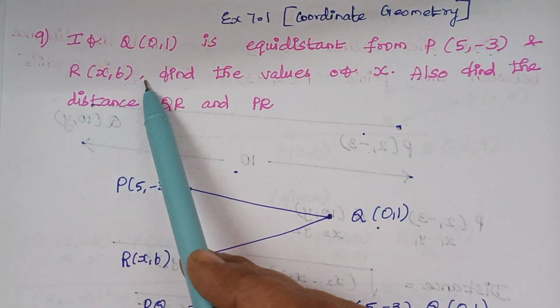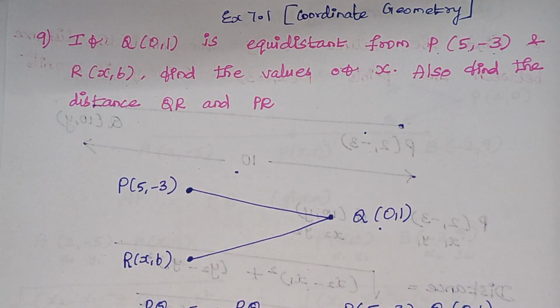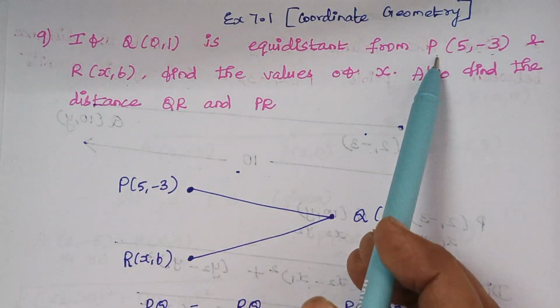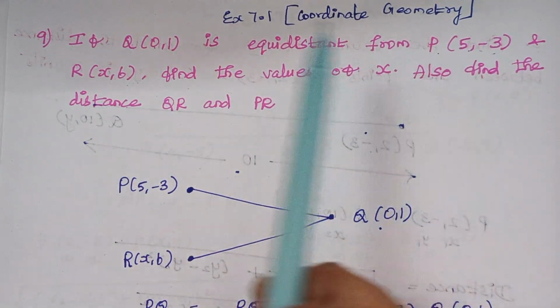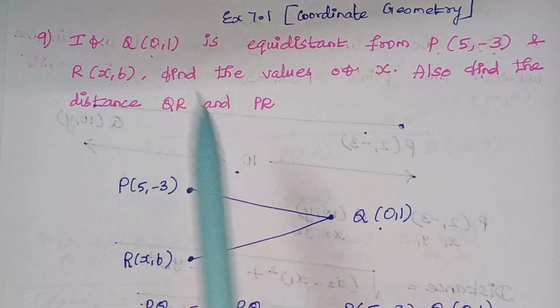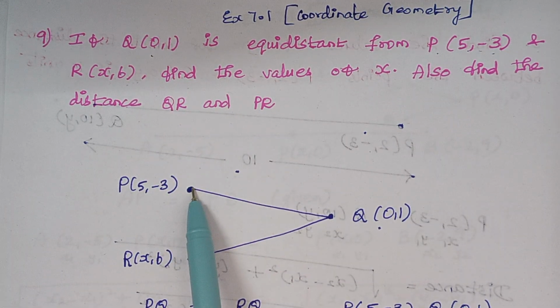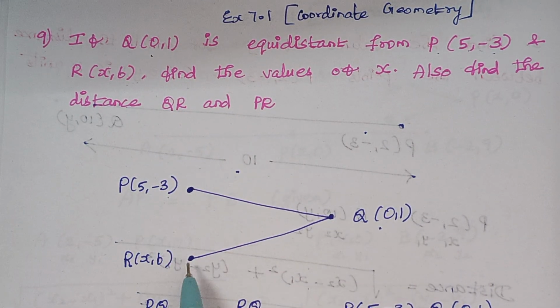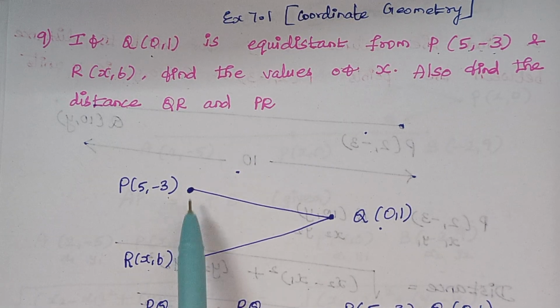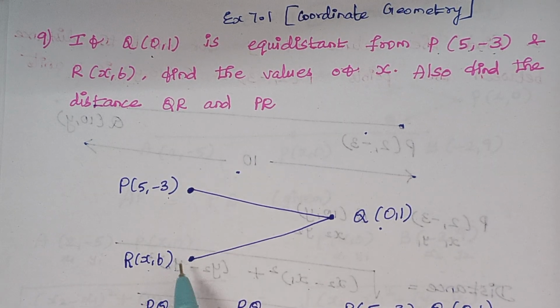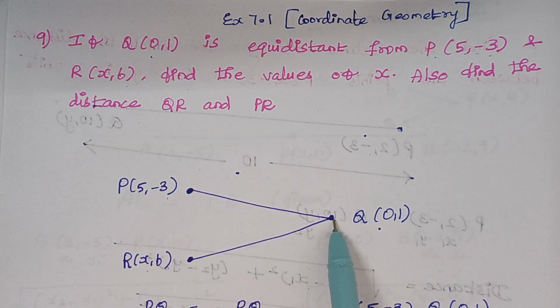R of (x, 6). So here we have 2 points P and R, right? And these 2 points are equidistant to the point Q, right? So you see, this is point P, which is (5, -3), and this is point R, (x, 6). These 2 points are equidistant from this point Q, right?